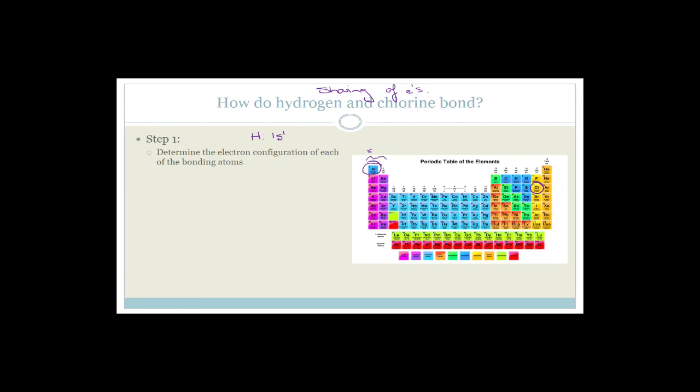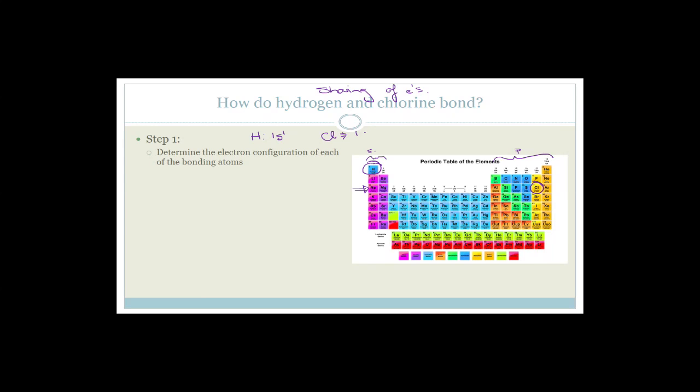Remember, these are the s orbitals, and these are the p orbitals, and these are the d orbitals, but they're the transition elements, so we don't really care about them at the moment, okay? So hydrogen is 1s1. Let's talk about chlorine. Chlorine is going to be what?